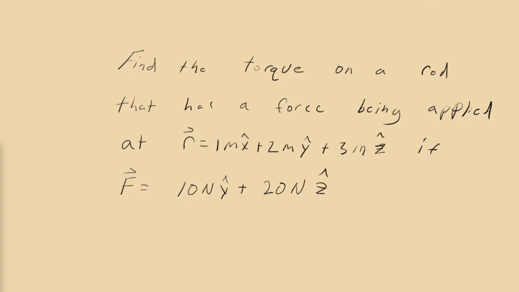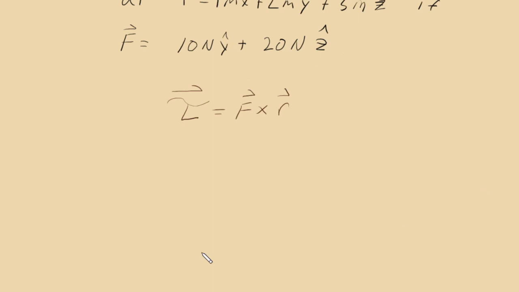Okay, so let's look at a simple problem that will be a good review of the cross product, as well as giving you an idea of how to solve for torque. Find the torque on a rod that has a force being applied at r equals 1 meter in the x hat direction, 2 meters in the y direction, and 3 meters in the z direction, if our force is 10 newtons in the y direction and 20 newtons in the z direction. So remember, our torque is just equal to our force crossed with our radius, which we could represent here.